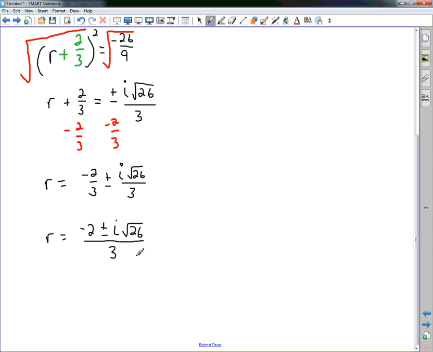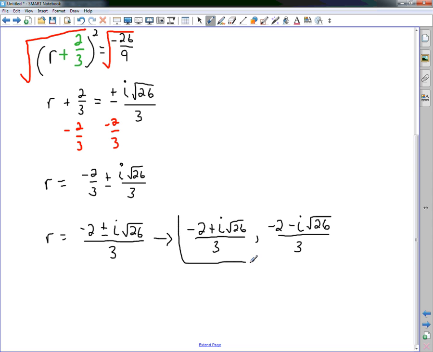Now the way Math Excel wants us to write this answer is using commas. So this is the way Math Excel is going to want it: negative 2 plus i square root of 26 over 3, comma, negative 2 minus i square root of 26 over 3. So notice I've taken the plus and minus and broken it up into 2 there. This is going to be our final answer.